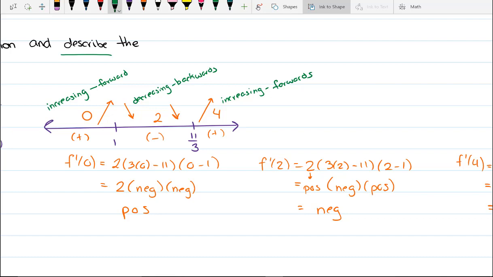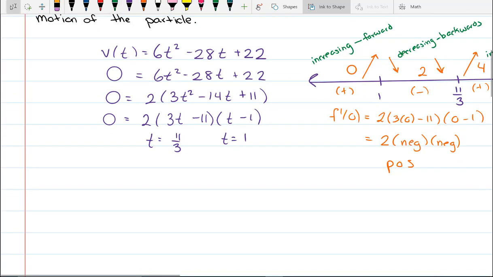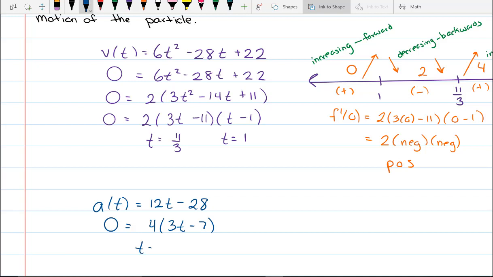Okay. Now we're going to do the same thing for acceleration. To determine acceleration, we're going to take the derivative of velocity. So a of t is then 12t minus 28. You set this equal to 0, and you can factor out a 4, and you get 3t minus 7. So you get t is equal to 7/3.